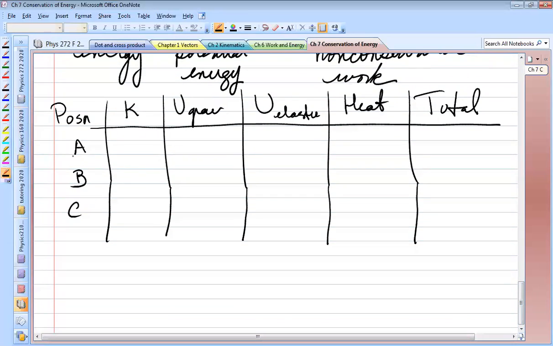So the deal is, if you know these quantities at any one position, so say we start at the top of a cliff, we're not moving, but we're way up there, so we have 120 joules of gravitational potential energy.